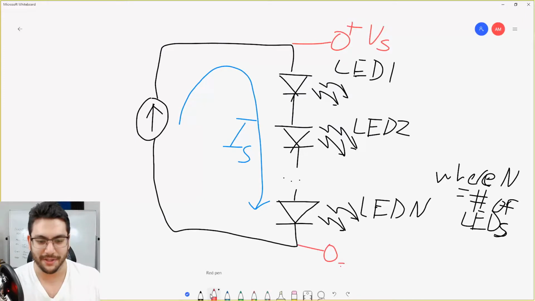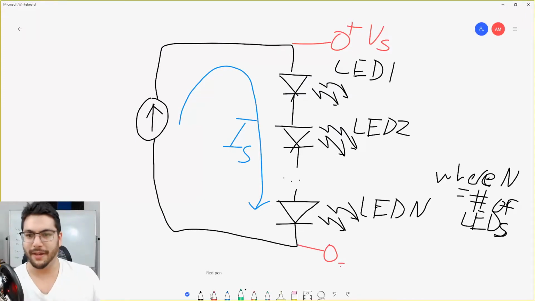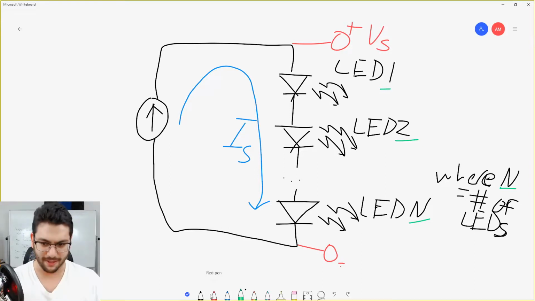Actually, I got a new stylus from my dentist today. I think it's better, oddly enough. We have LED 1, 2, and then there's some indeterminate number of LEDs in between, and then finally N, right? Where N is the number of LEDs. Okay? So if I had 30 LEDs in a string, this number would be 30.